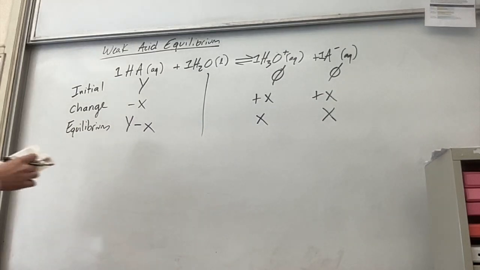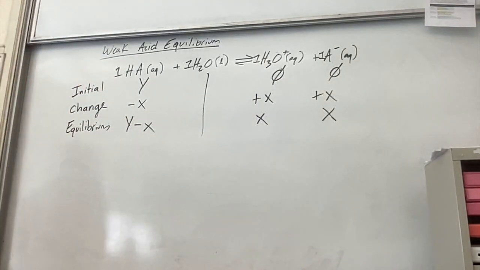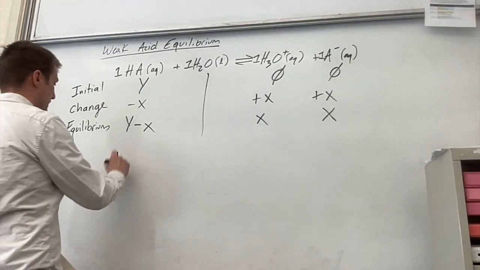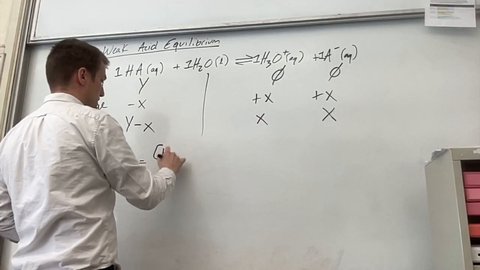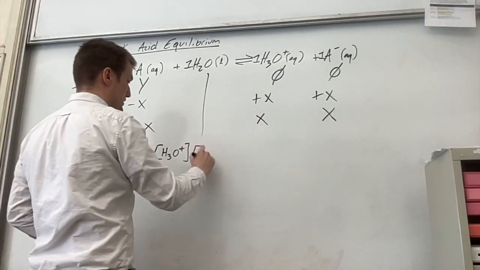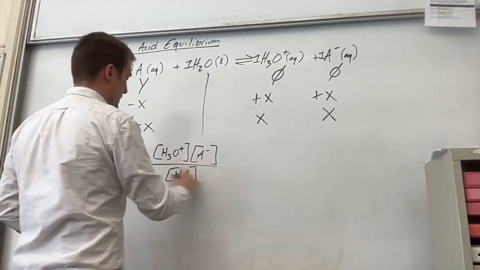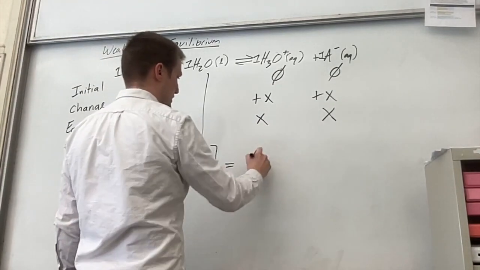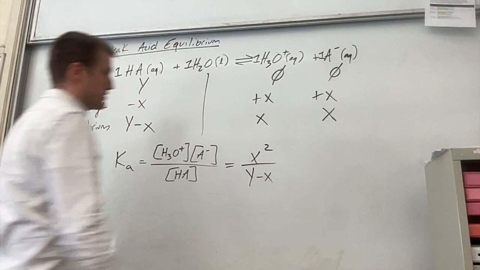So generally, this number X for a weak acid is going to be small compared to Y. So if you want to find the Ka, the acid dissociation constant, in this example you would do the concentration of H3O plus, concentration of A minus to the first power over the concentration of HA, which at equilibrium we have representations for. So this would be X squared on the top, X times X, and then over Y minus X.